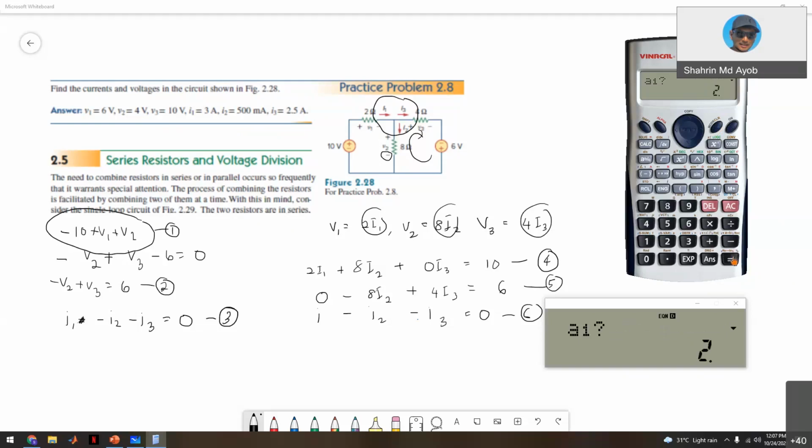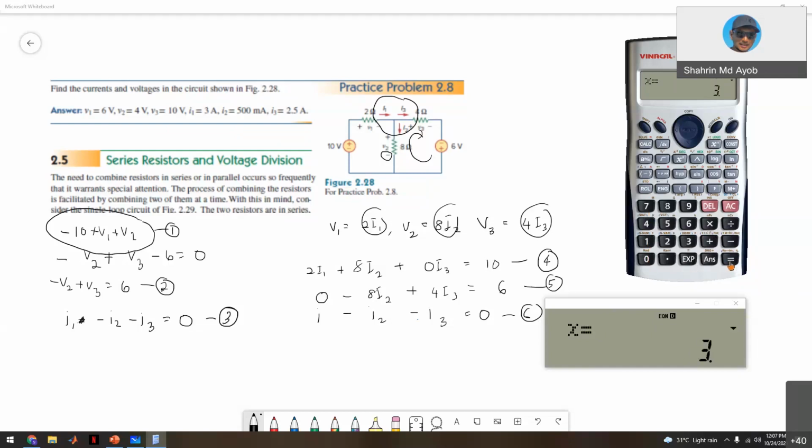A1 is 2. Okay, B1. Okay, good. C1, 0. Okay, D1 is 10. Then 0, negative 8, 4, and 6. And then the third equation is, this one is 1. B3 is negative 1. And C3 is also negative 1. And then D3 is 0.